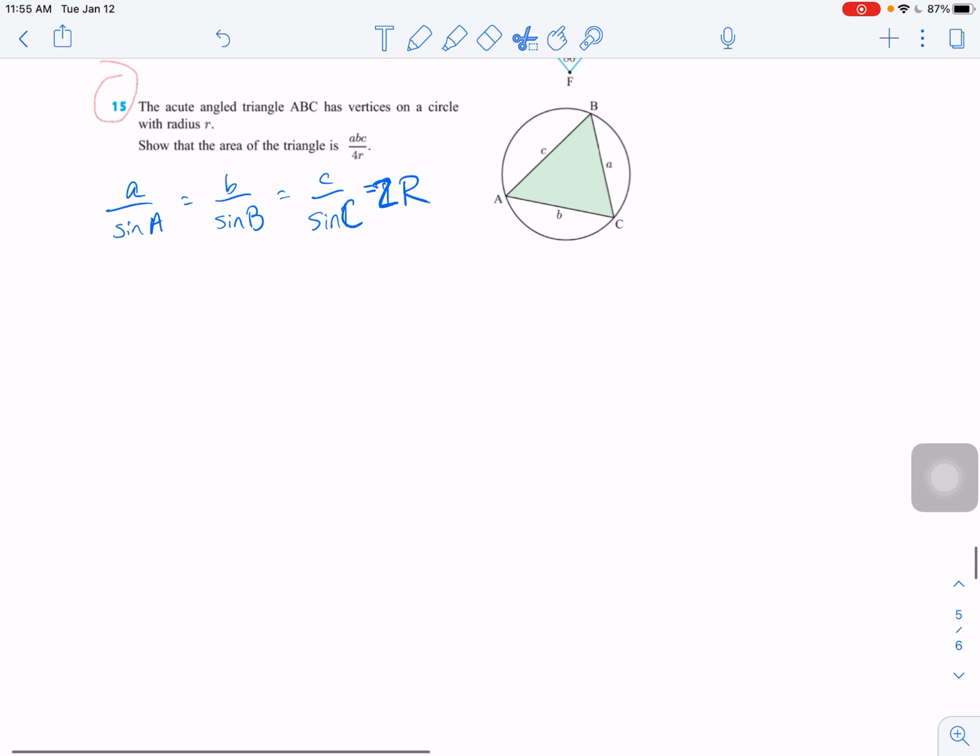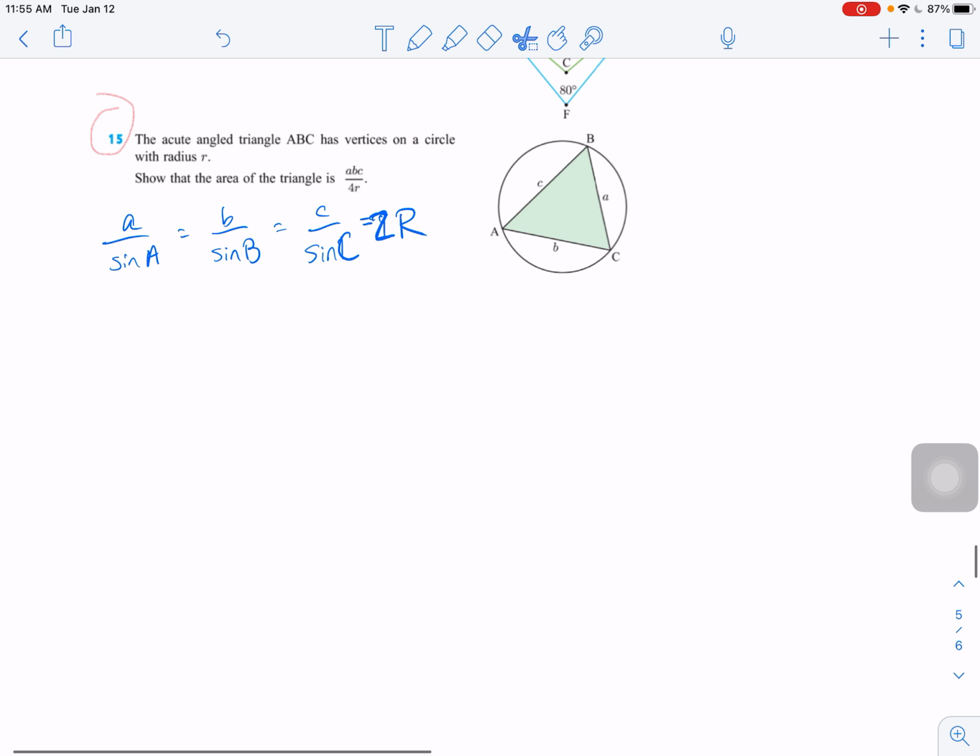There's that. And now they wanted us to show that the area is equal to abc over 4r. So what do we know? We know the area is equal to 1/2 a side times the angle in between them. So in this case, it's 1/2 bc sine A.